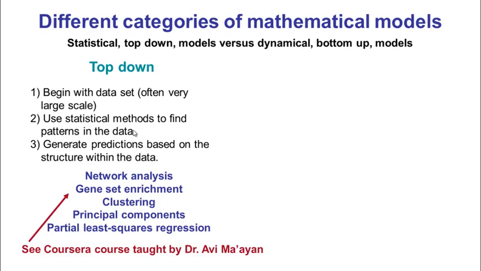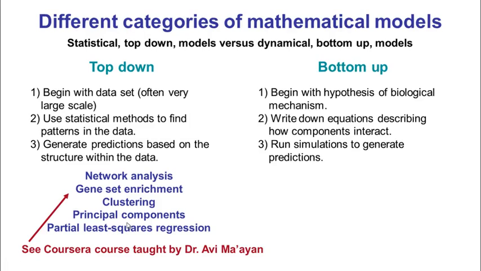Now I should note that these top-down approaches to doing mathematical modeling, these statistical models, are not the focus of this course here. These top-down approaches were taught in a Coursera course that was offered by my colleague from Mount Sinai, Dr. Avi Mayan, and Dr. Mayan is planning to offer this course through Coursera again in the next few months. So if your primary interest is in these types of models, learning clustering or learning principal components, I would encourage you to take a look at Dr. Mayan's course. Our focus here is going to be on a different category of model, what I call dynamical models, or what I also call bottom-up models.